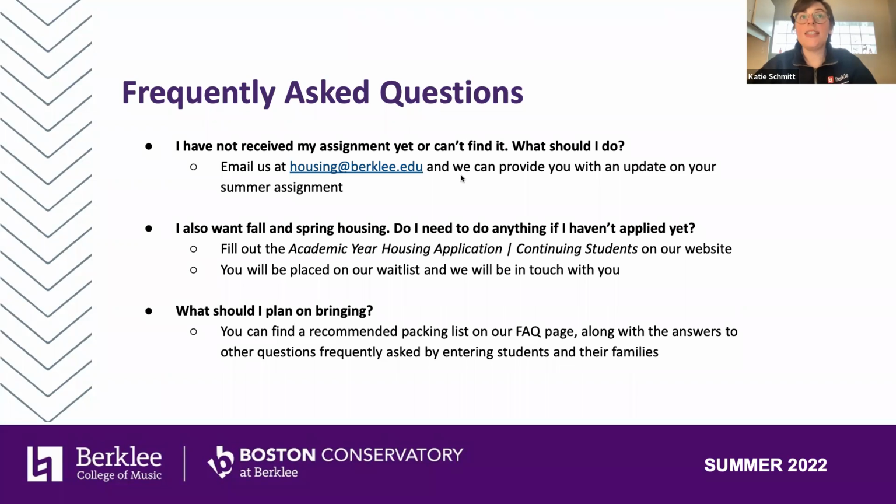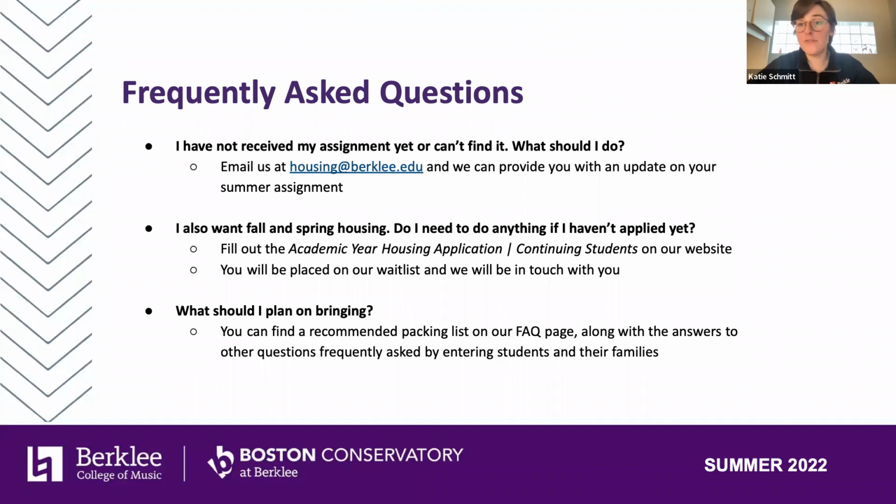Another question is, let's say that you are joining us for summer, but you're also interested in fall and spring housing and you haven't yet applied. What should you do? So if you are on our website, you can check out the academic year housing application for continuing students, and that's what you'll want to go ahead and fill out. And so if you're joining us for summer, you signed a housing license agreement for summer only. And so if you do want that academic year housing, it is going to be a separate application. After you fill that out, you would be placed on our wait list and we would be in touch with you very soon regarding your housing status.